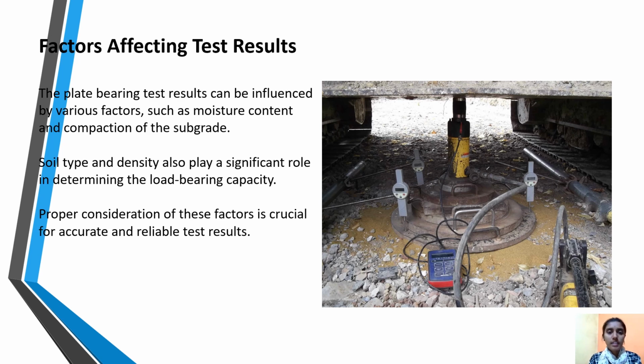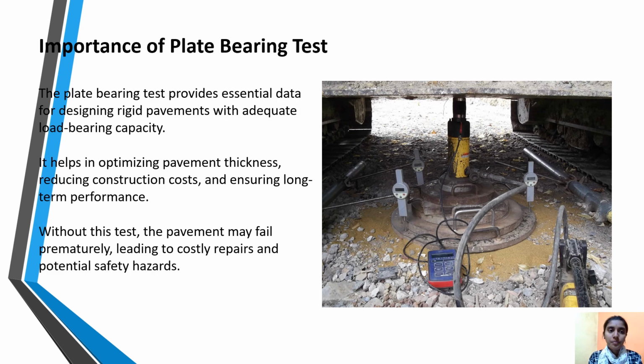Factors affecting test result. The plate bearing test results can be influenced by various factors such as moisture content and compaction of subgrade. Soil type and density also play a significant role in determining the load bearing capacity. Proper consideration of these factors is crucial for accurate and reliable test results.